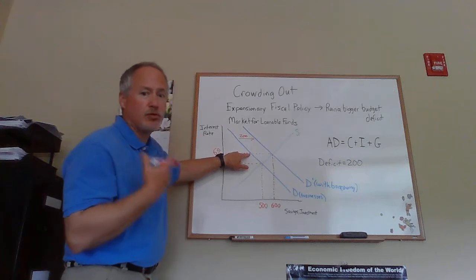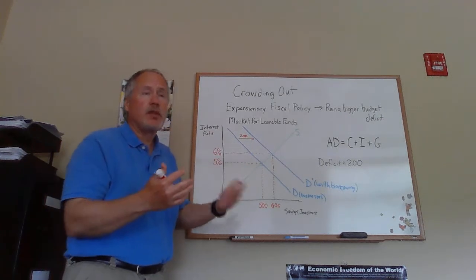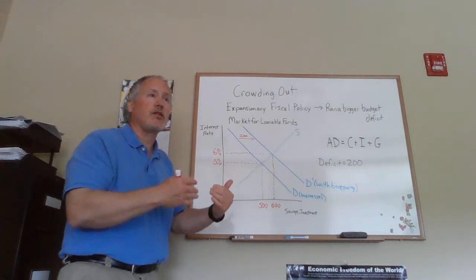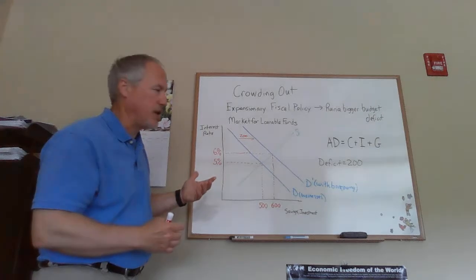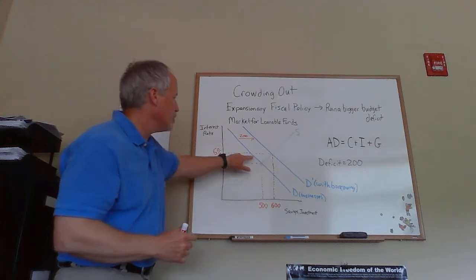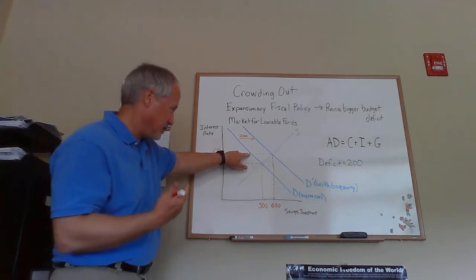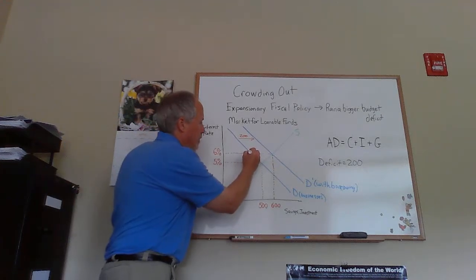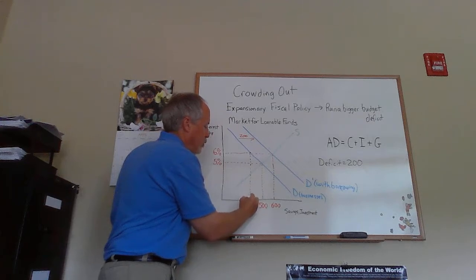For businesses who are borrowing, the interest rate is a cost. The higher the price, the less borrowing they want to do. The interest rate has risen from 5% to 6%. That increase in the interest rate is going to move businesses along their demand for investment curve up to this point here. At that point, let's say that's 400.